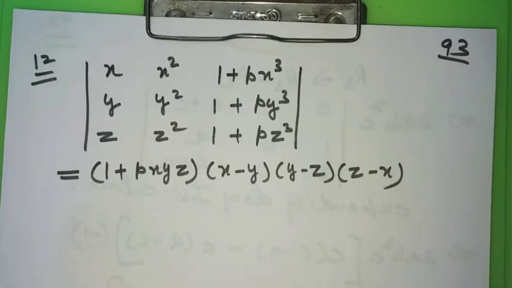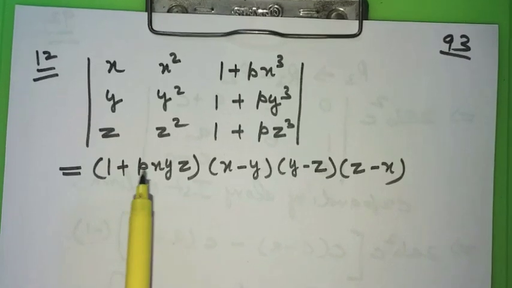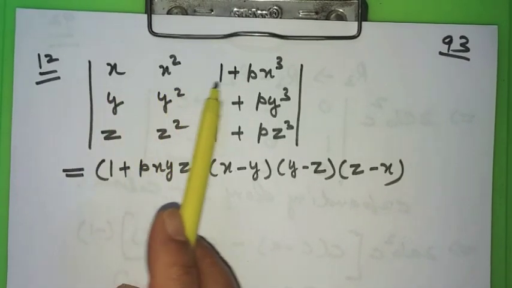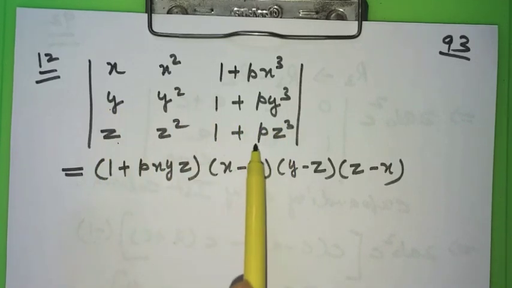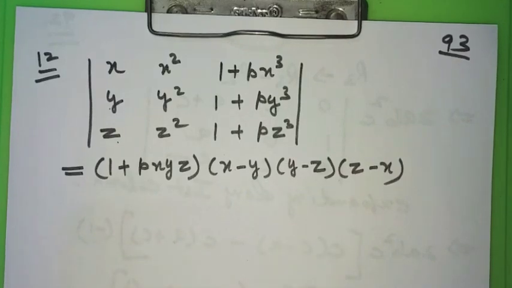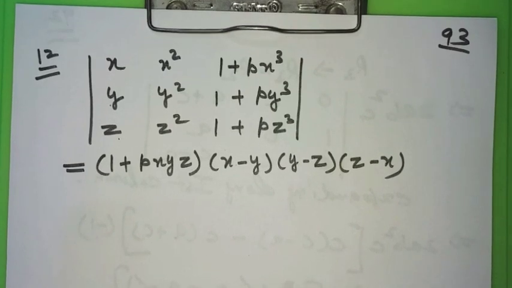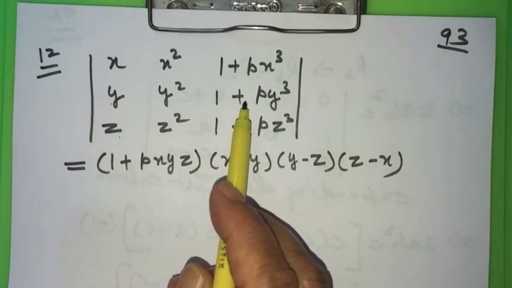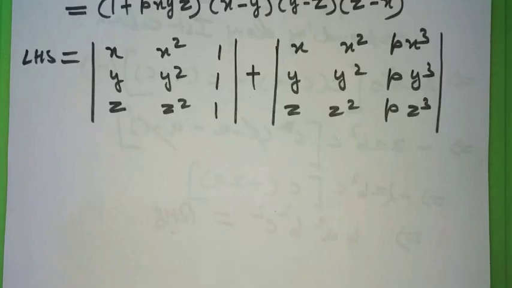Question number 12, miscellaneous exercise on chapter 4. You have to prove that the determinant with rows x, x square, 1 plus px cube; y, y square, 1 plus py cube; z, z square, 1 plus pz cube is equal to 1 plus pxyz times the determinant (x minus y)(y minus z)(z minus x). So now first of all I will split this determinant into two determinants from the third column.